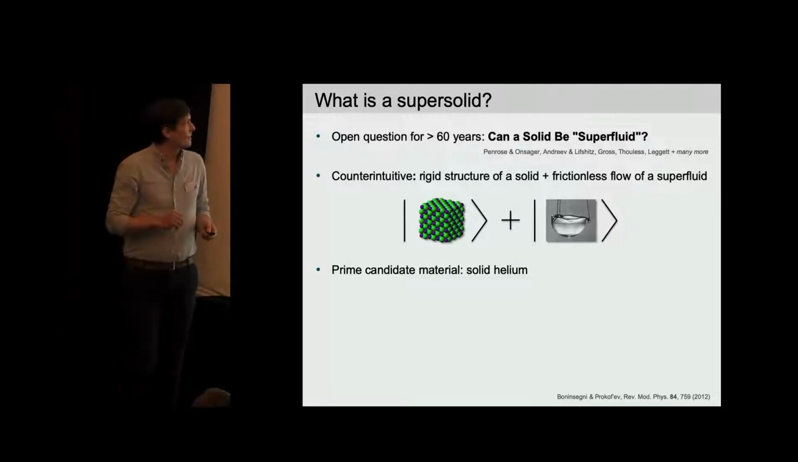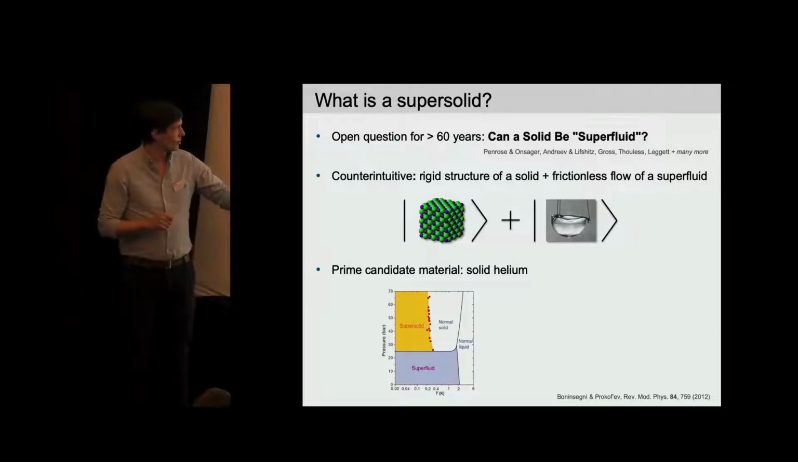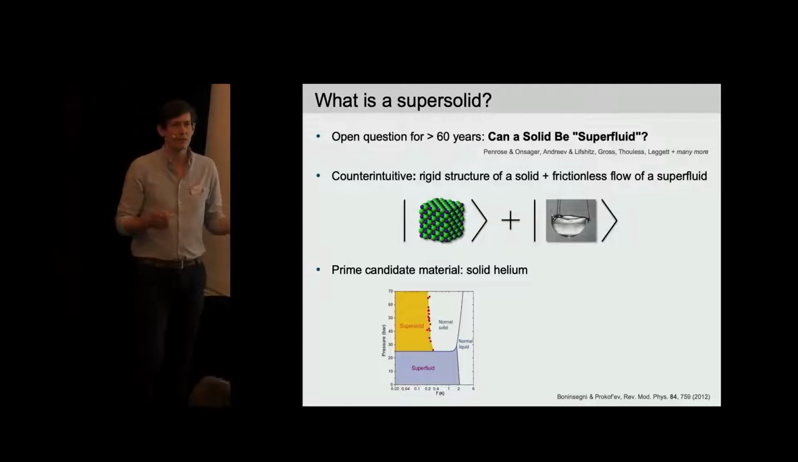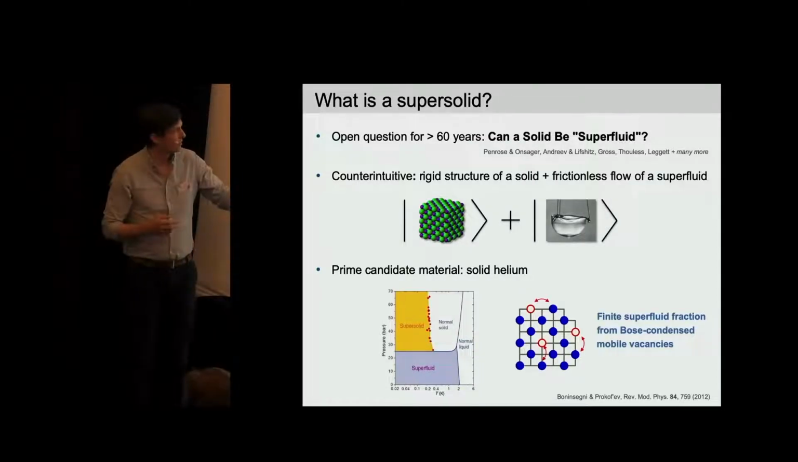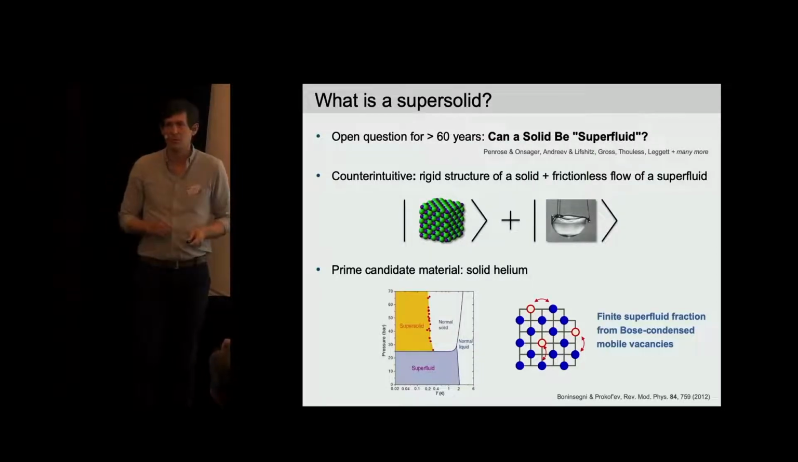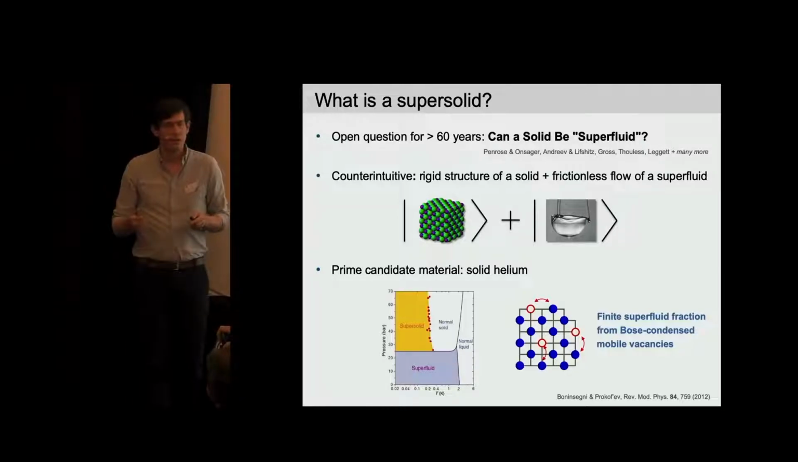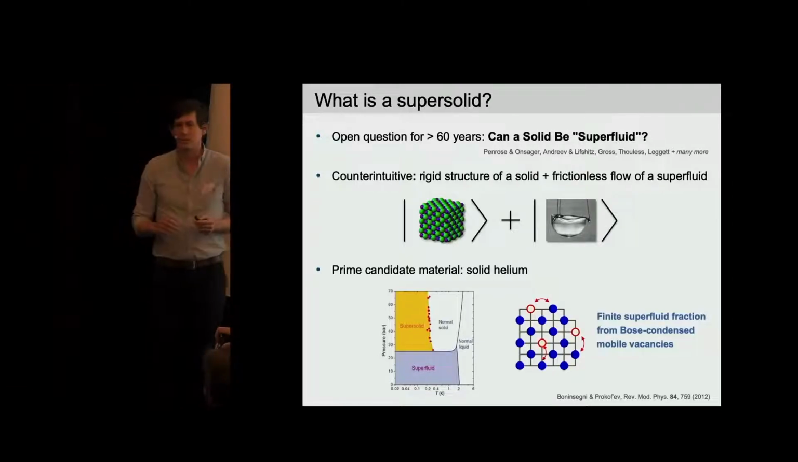So a prime candidate historically was always solid helium. As you all know, as you cool down helium, it becomes a superfluid. And then if you increase the pressure, it can also turn into a solid. The idea was that you have these helium atoms on the crystal lattice, and there are holes in this lattice that can delocalize and then Bose-condense if you're cold enough, and give you a finite superfluid fraction of this solid material.